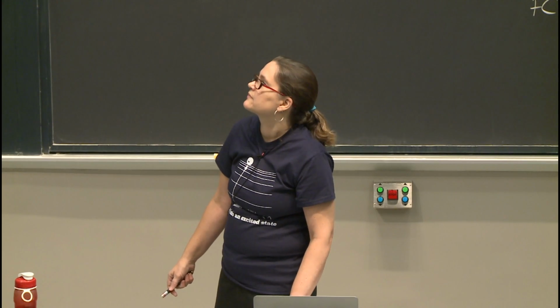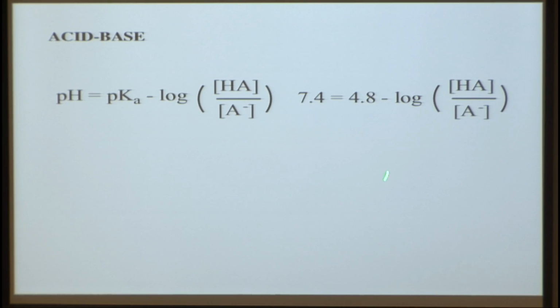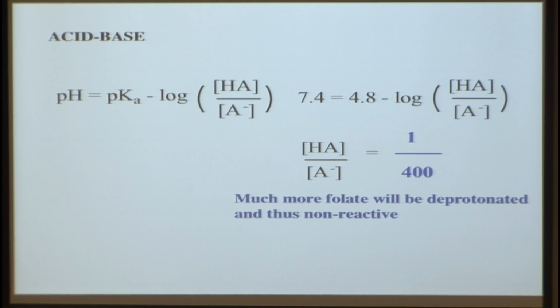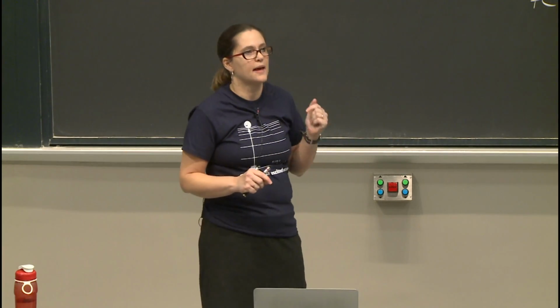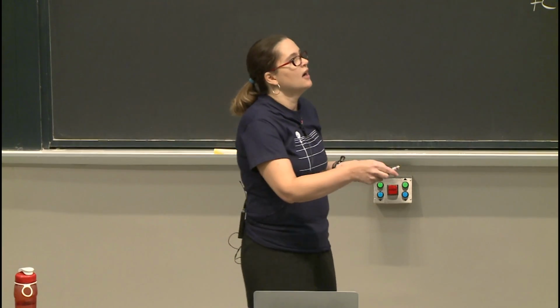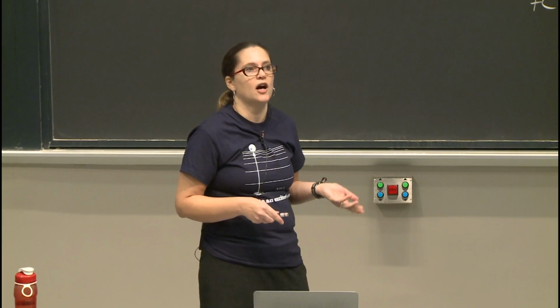So we have pH of 7.4, pKa of 4.8, and if we solve this, we have much more that is deprotonated. And again, the deprotonated form is non-reactive. So this is true off the enzyme, just a folic acid. It is not in a state that's going to react very well. You're not going to get that methyl group off very easily. Most of it will be deprotonated and non-reactive.